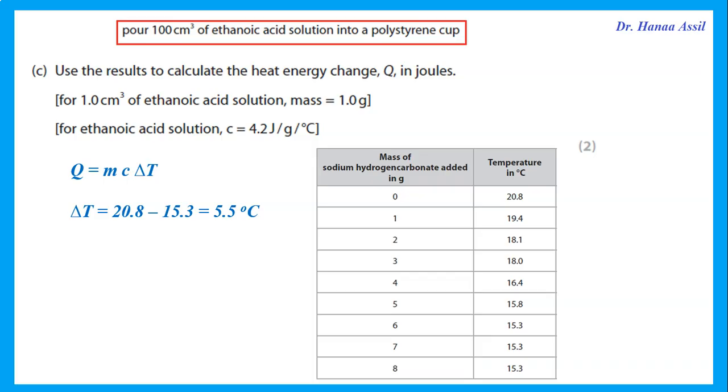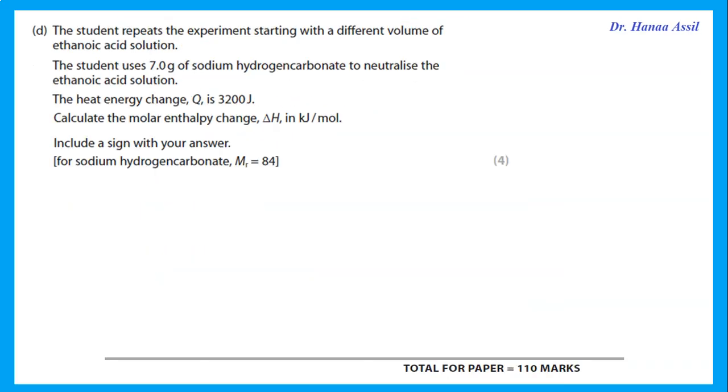Now the delta T is the difference in temperature. We put that into the equation. That comes out to 2310, and what comes out from this equation is in joules.